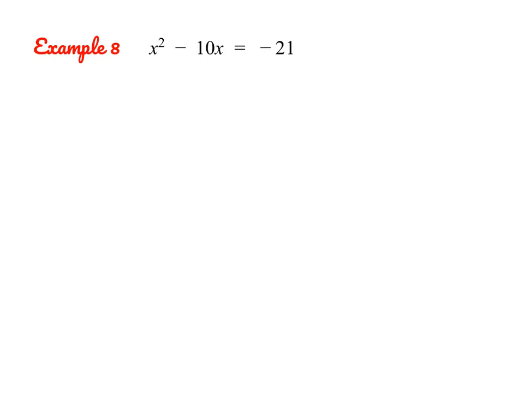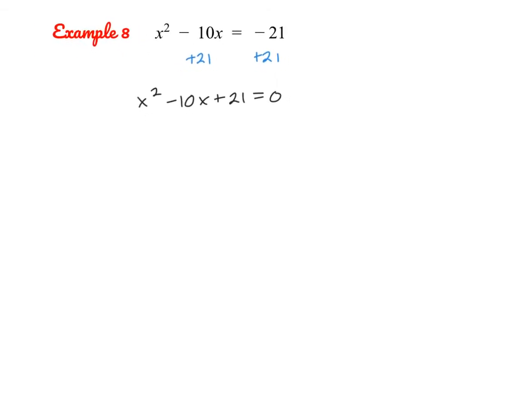All right, so let's look at example 8 together. The first thing to notice is that our equation is not set equal to 0, so that should be the first thing that we do. It's an easy fix. Let's add 21 to both sides of our equation, giving us x squared minus 10x plus 21 equals 0.